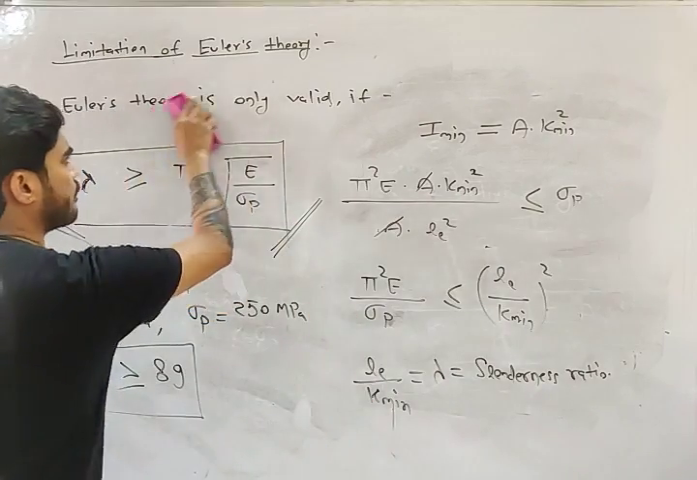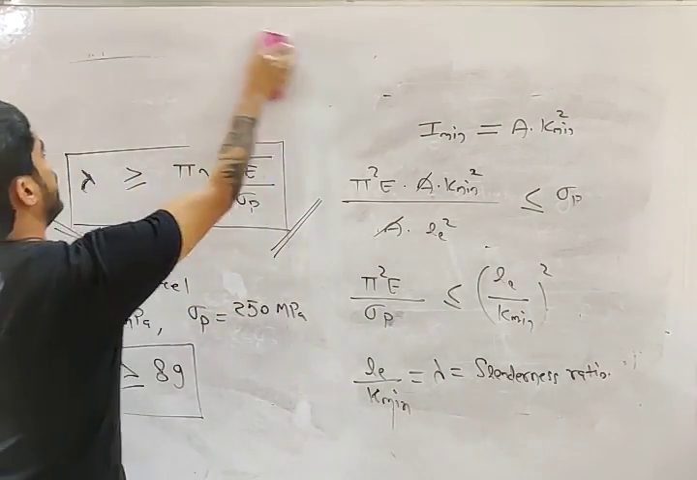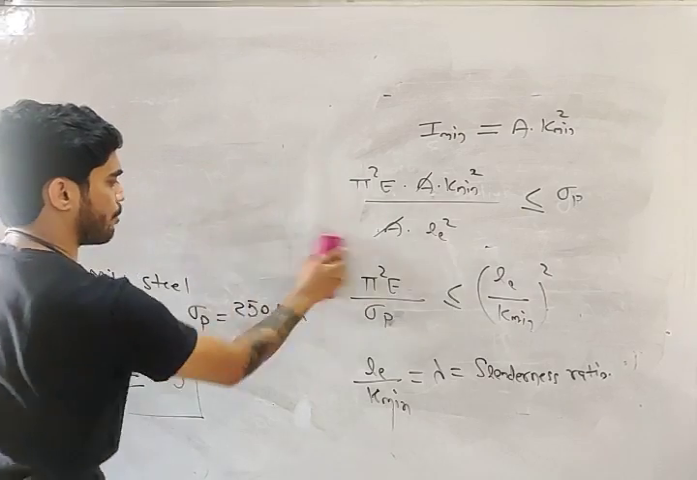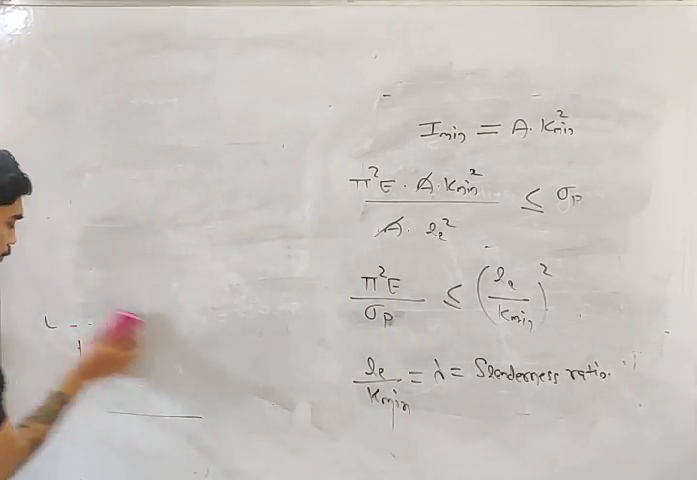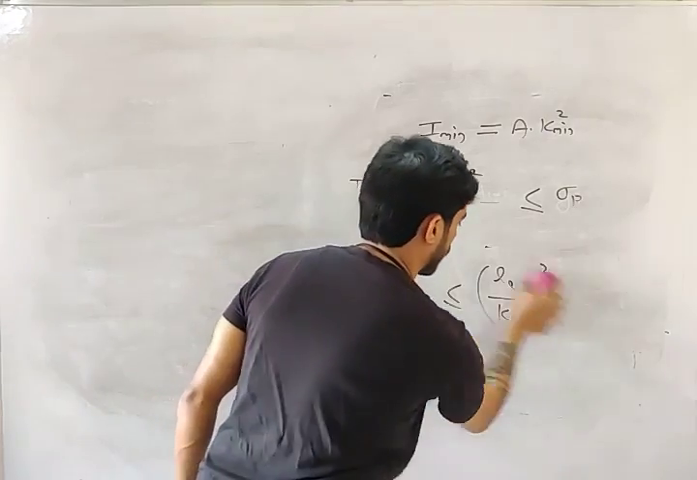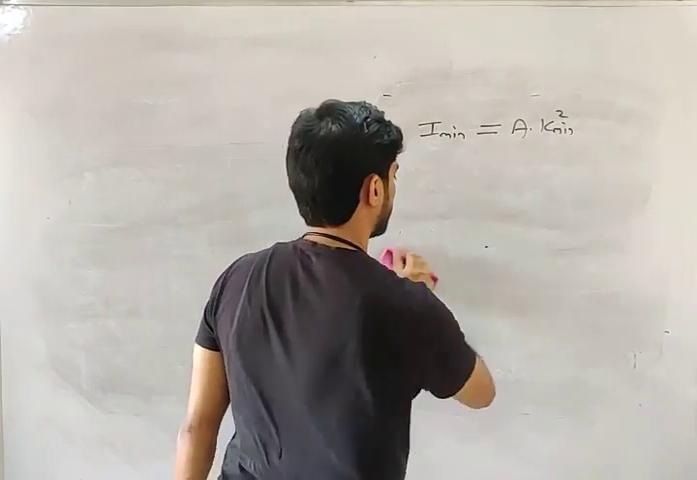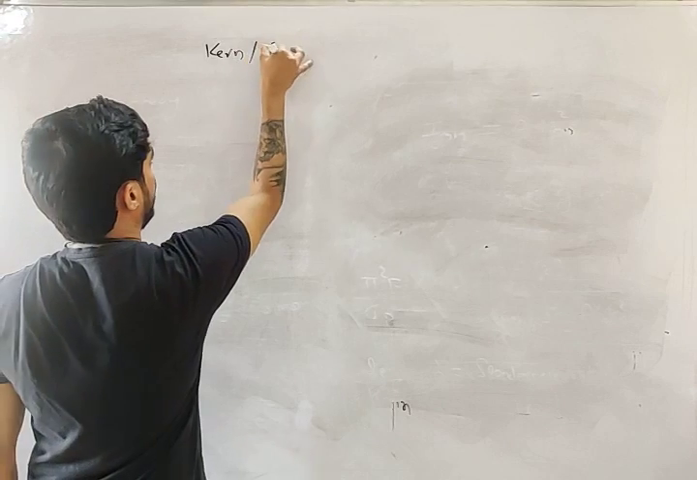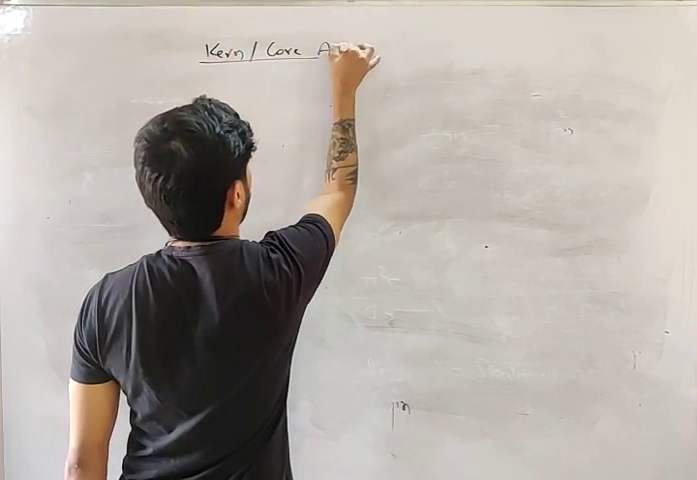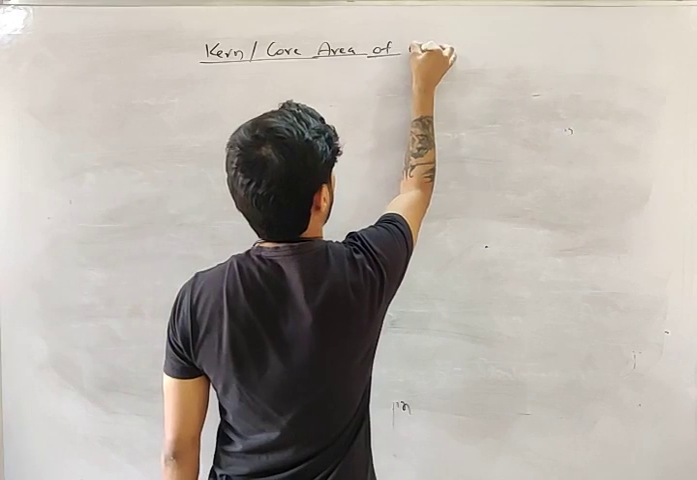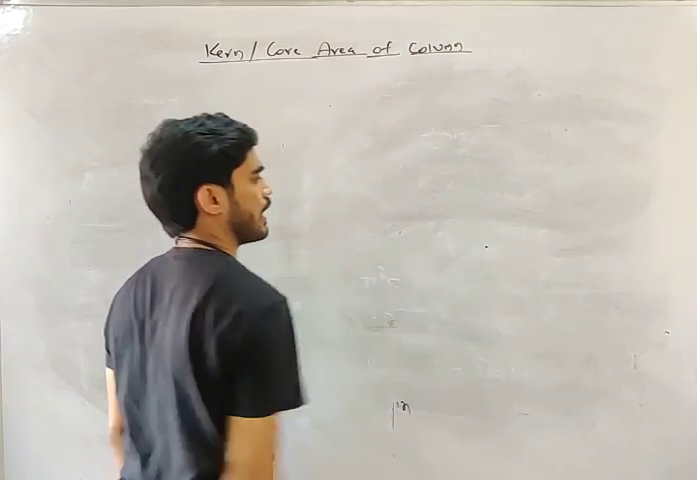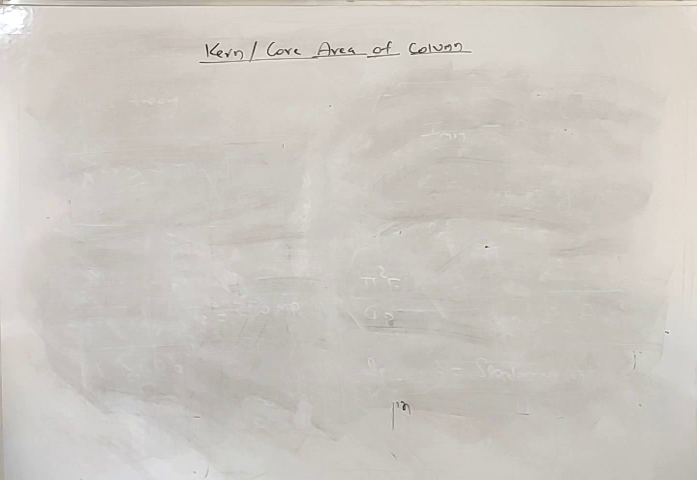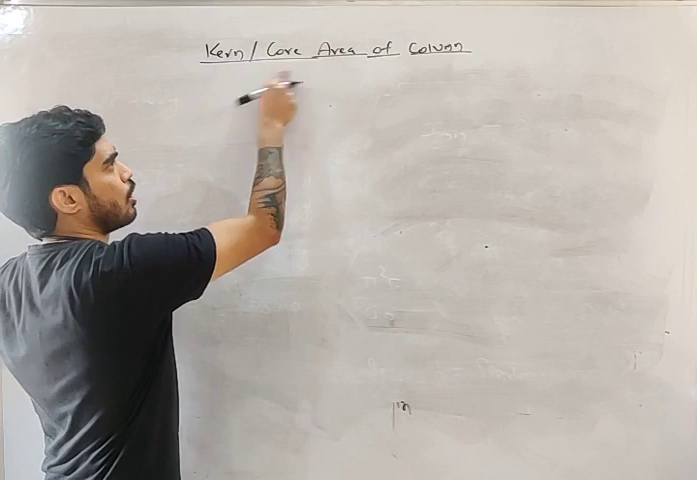All right, my friend. Now, in the next topic, we are going to discuss another very interesting concept. This next topic is known as kern or core area of column. Kern area of column or core area of column. Now in order to explain this, I am going to use a very simple example. What is kern or what is core?